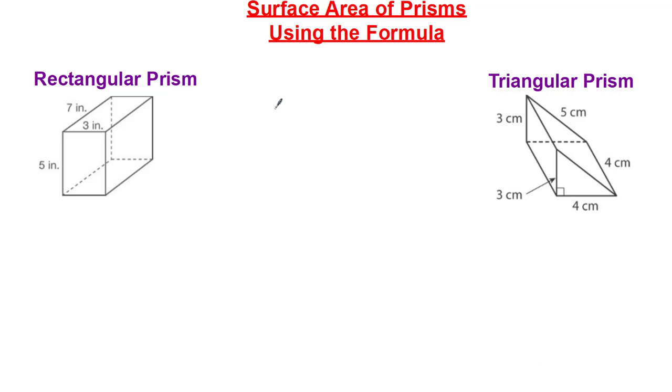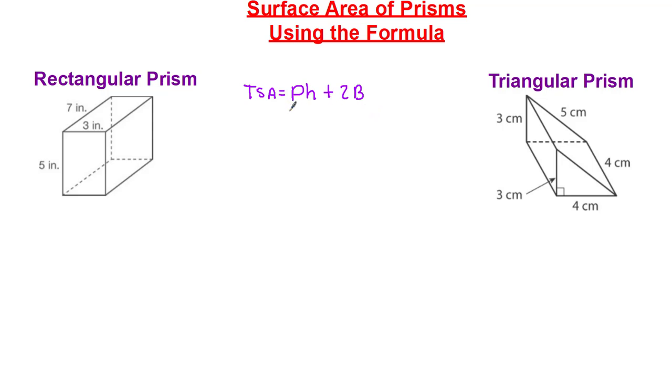Okay, so last week we focused on finding the total and lateral surface area of a figure by finding the area of its individual pieces. Now we're going to use the formula in order to find that total surface area as well as the lateral surface area. So here's the formula. Our total surface area is going to be equal to the perimeter of the bases times the height plus twice the area of the bases.